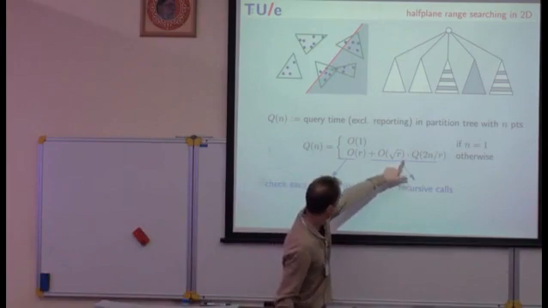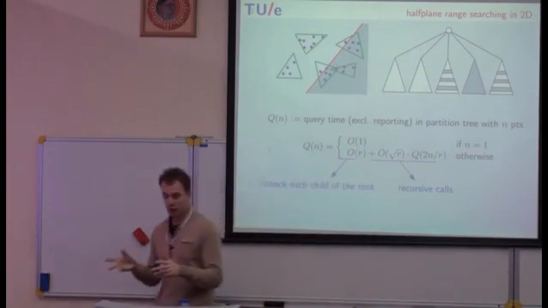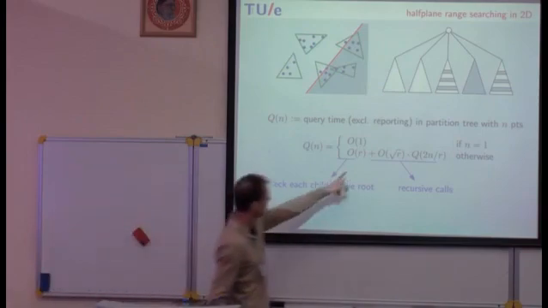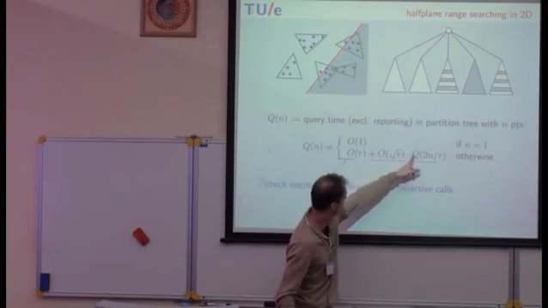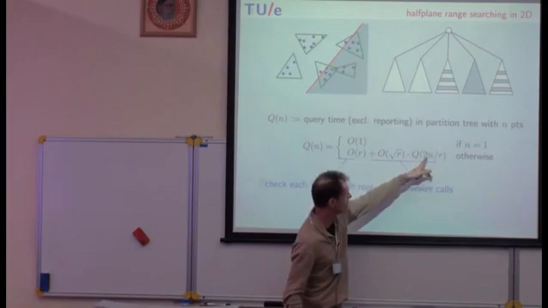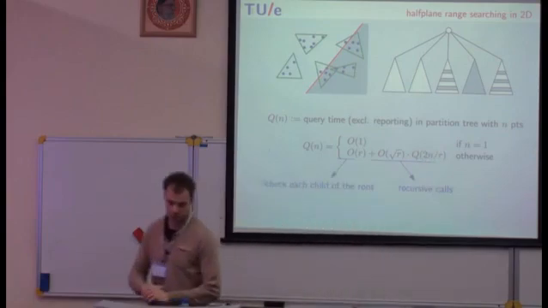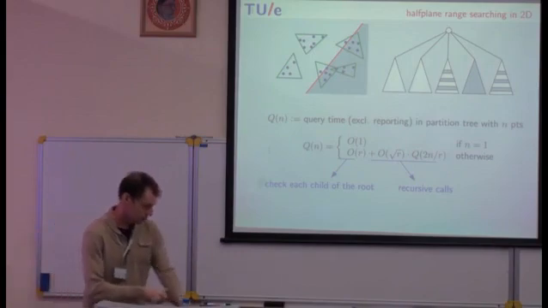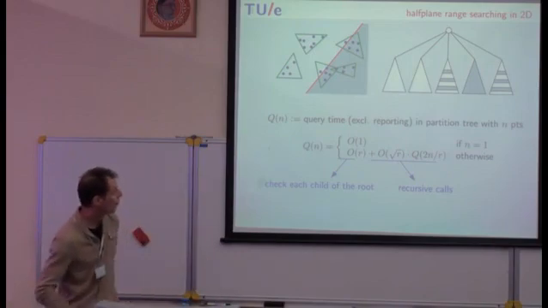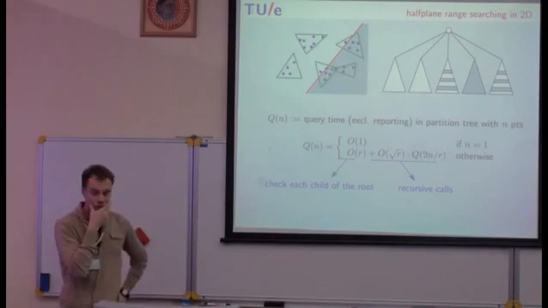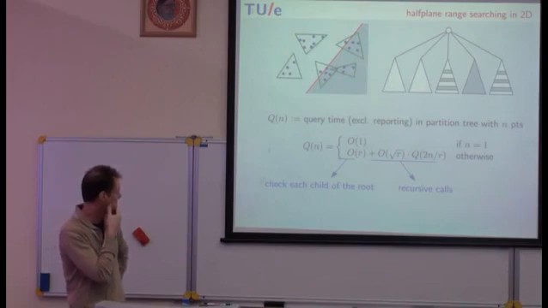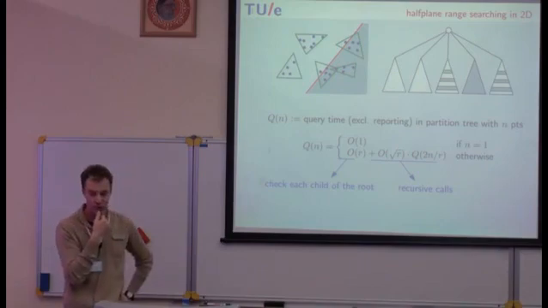And we know that we have a simplicial partition where the crossing number is at most square root of r. So I get O of square root of r times a recursive call, where I have at most 2n divided by r points. So what's the solution to this recurrence? Well, it's a little bit tricky recurrence.